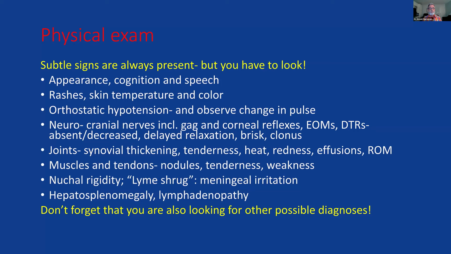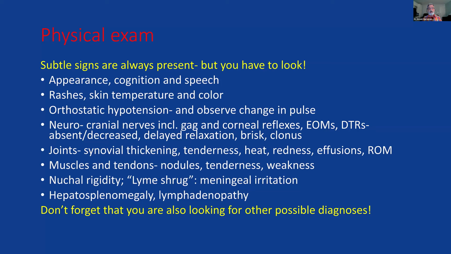Check not just joints, but muscles and tendons, because some of the non-Borrelia infections have effects on other parts of the body. We'll get to this later. But for example, Lyme is known to hit the joints. Bartonella is more like tendons, with nodules under the tendons. The Rocky Mountain fevers are more involved in the muscles. So these we'll go over in a moment.